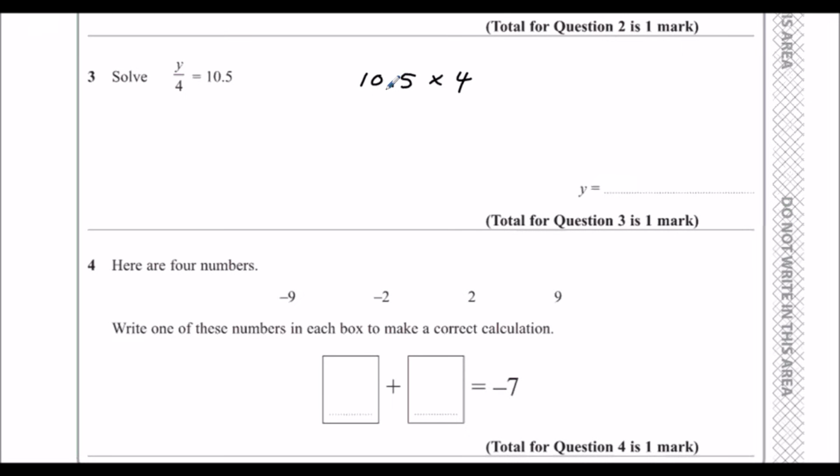So 2 lots of 10.5, if we double it, 2 10.5s, double 10 is 20, double 0.5 is 1. So 2 times 10.5 is 21. So if we double that again, we'll have 4 10.5s, which is 42. So 42 divided by 4, 42 shared between 4 is 10.5.